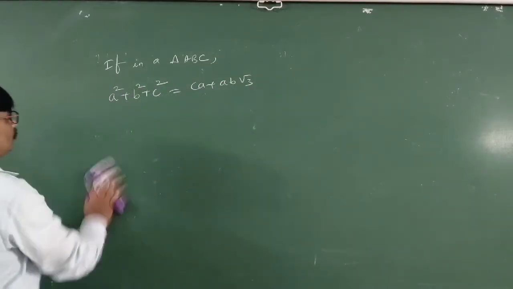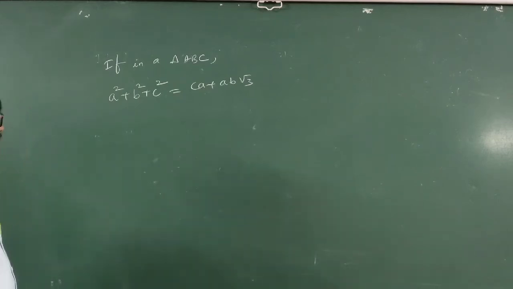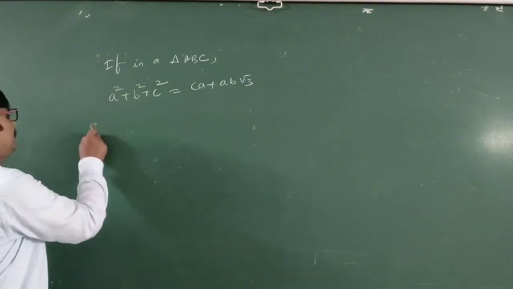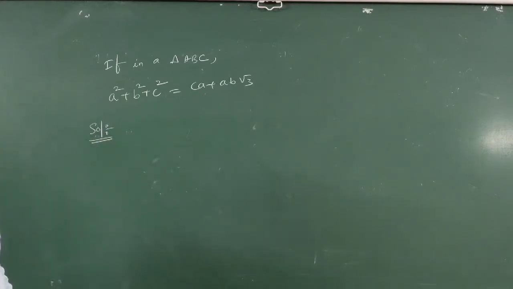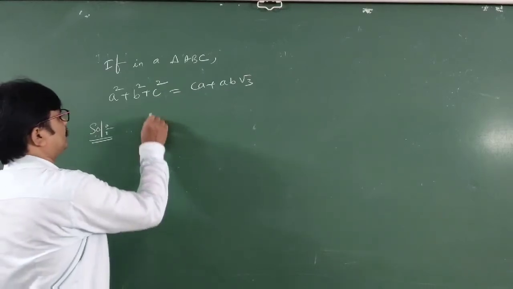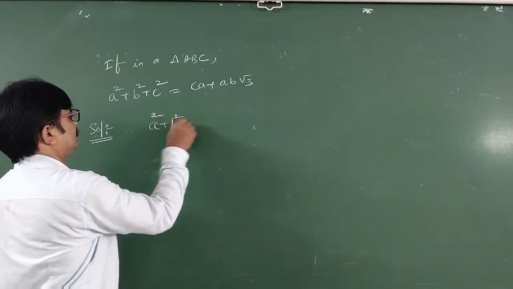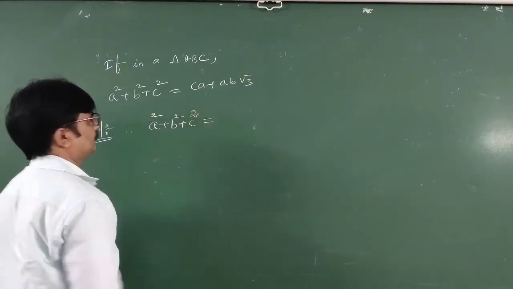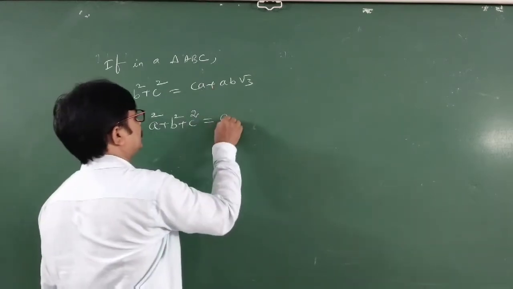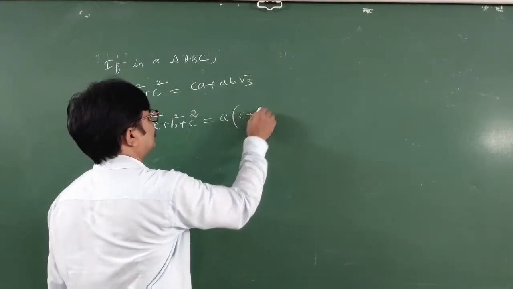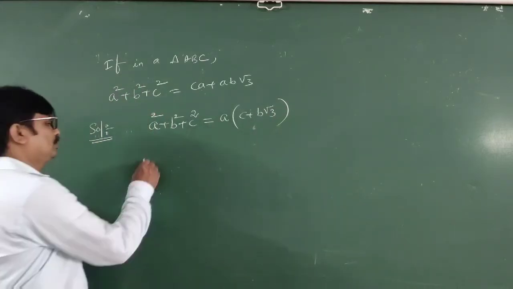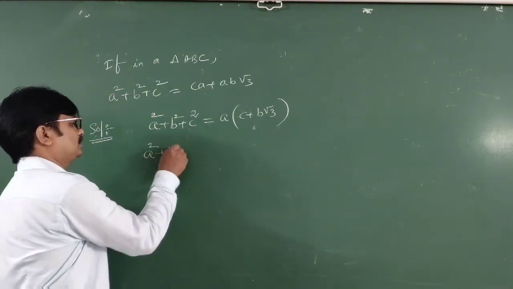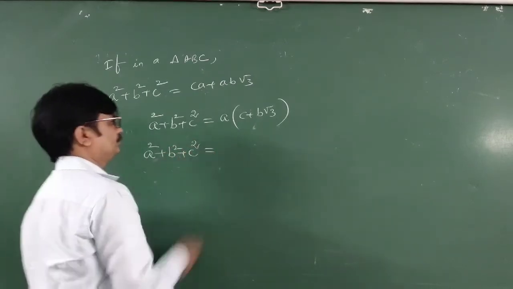So dear students, the given condition is a square plus b square plus c square equals ca plus ab into root 3. Taking the common factor a, that is a into (c plus b root 3). Okay students, how to write this: a square plus b square plus c square.